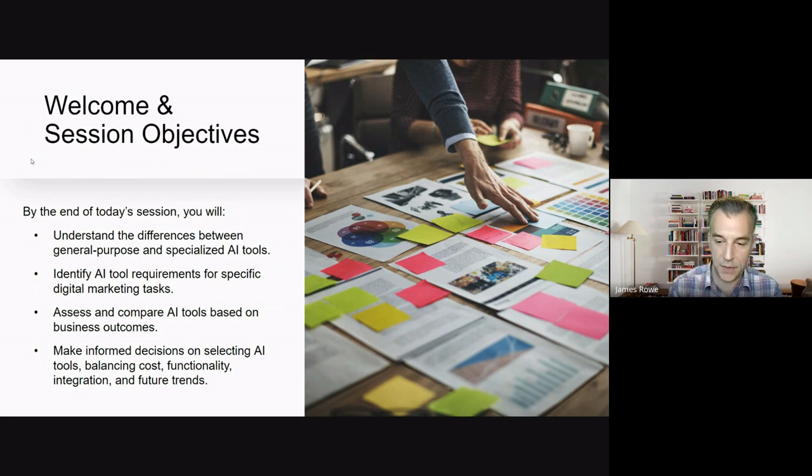Like we talked about the last few weeks, we covered Writesonic, but we'll explore some other ones that are used pretty commonly in the digital marketing space. We're also going to look at tool requirements for specific marketing tasks, comparing the tools across some of the common evaluation criteria, and then assess those tools based on the business outcomes that we're trying to achieve. And then look at how to generalize this to make informed decisions on selecting the best tools to balance cost, functionality, integration into your business processes, and also being prepared for future trends.